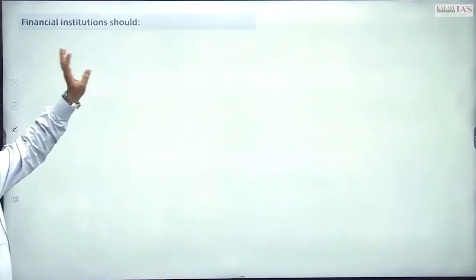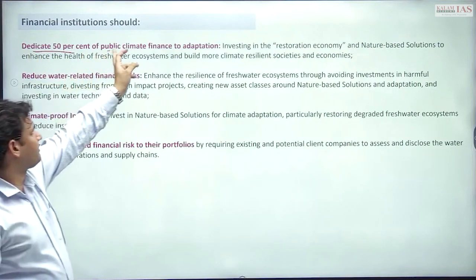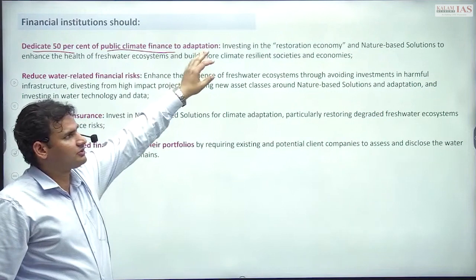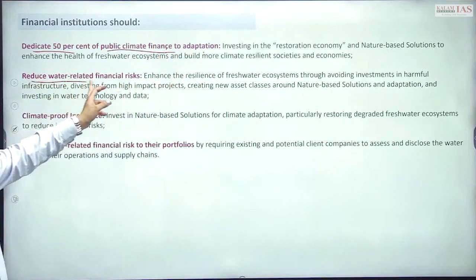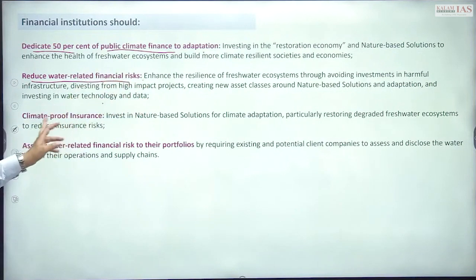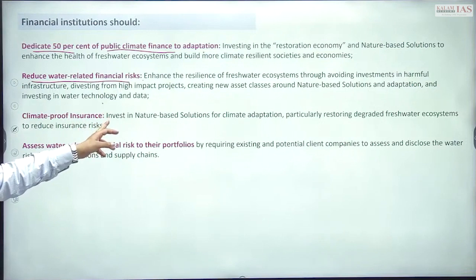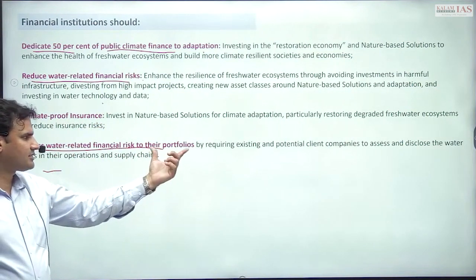Financial institutions, what should they do? Then they can dedicate 50% of public climate finance to adaptation. Now this is as per the WWF report, right? Then reduce water related financial risks. Again talking about the investment part, climate proof insurance, and assess water related financial risk.